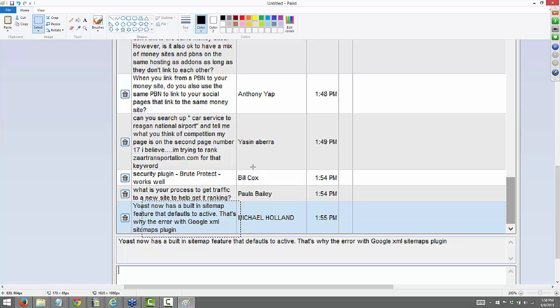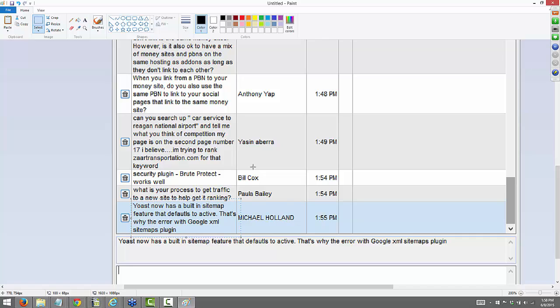Yoast now has a built-in sitemap feature that defaults to active. That's why the error with Google XML Sitemaps. Yeah, again, I haven't even really been using Google XML Sitemaps lately. For my new sites, I haven't even been installing it. But I'm going to be honest, for my old sites, I haven't taken it off. I still have Yoast and Google XML Sitemaps installed. I left them both, and they're doing fine. But moving forward, it's probably just better to use Yoast if that's what you're using already.